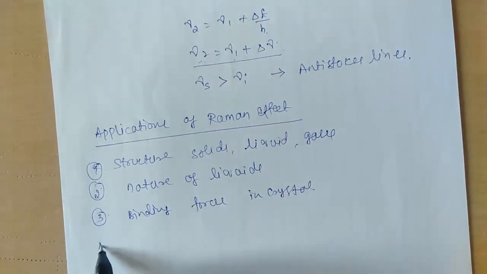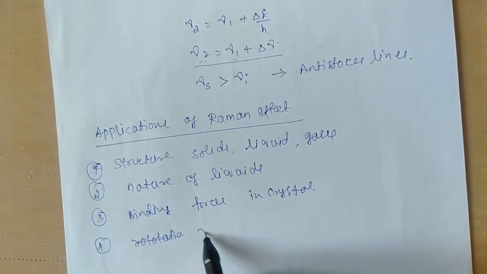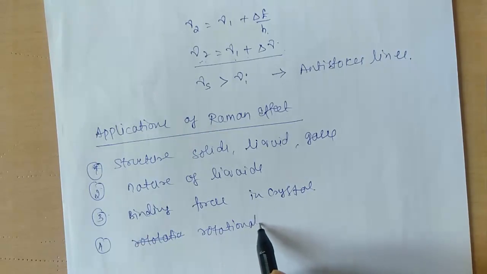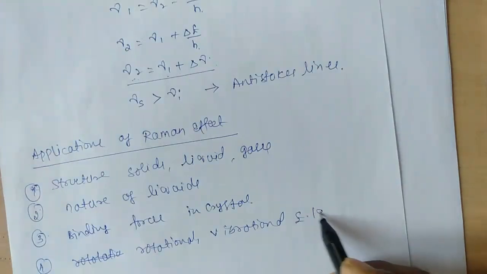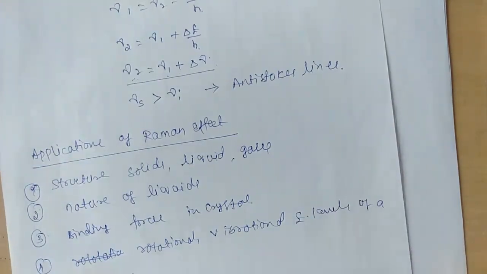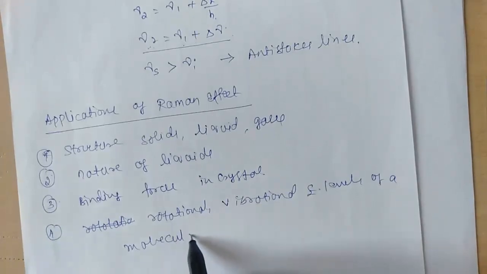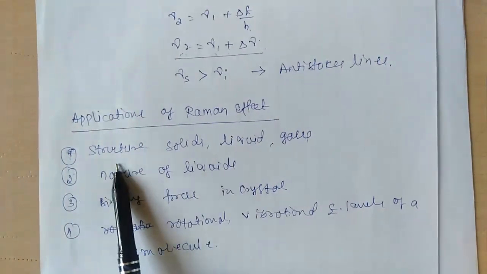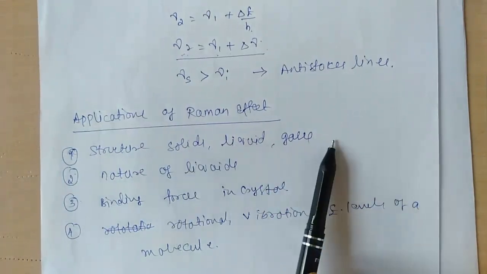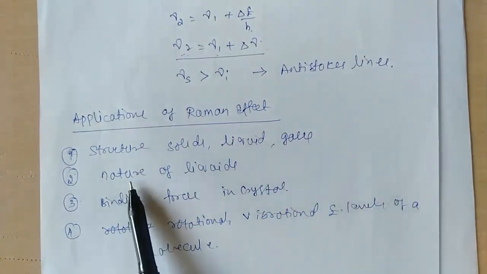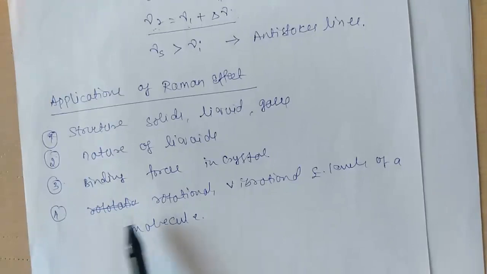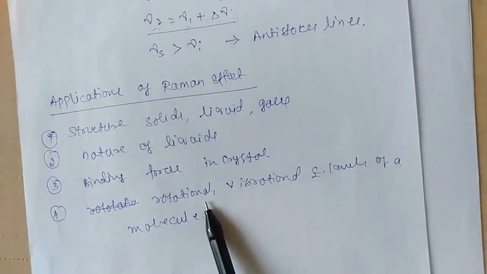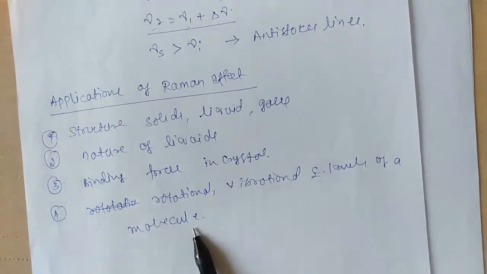and it is used to study the different rotational, vibrational energy levels of a molecule. So these are the four applications. First application is to study the structure of solids, liquids and gases. Second application, it is used to study the nature of liquids. Third application, it is used to study the binding forces in crystals. And fourth application, it is used to study the rotational, vibrational energy levels of different molecules.